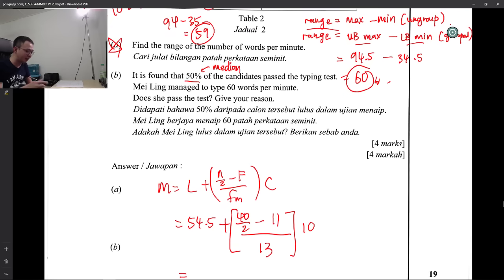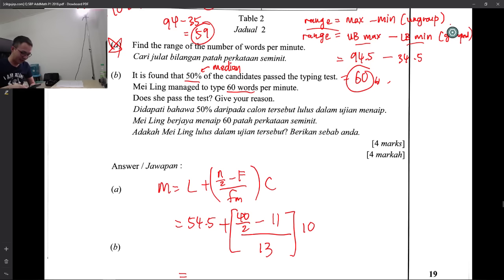Then only I can know whether the mailing managed to pass or not. Because the mailing actually set 60 words per minute, right? So if my median value is like 59, then that means the mailing will pass. If my median value goes beyond 60, that means the mailing will fail, because half of the students will pass and half of the students will fail. Right now, what I want to know is where is the half. So I will just type in the calculator.